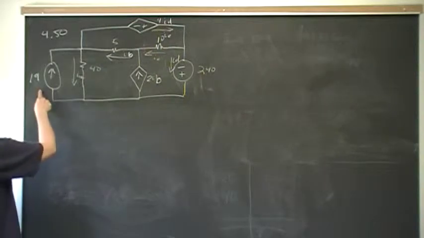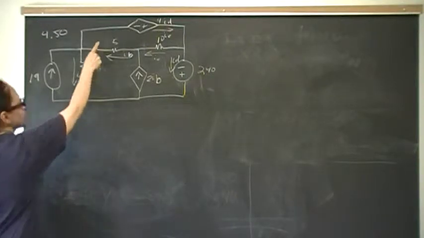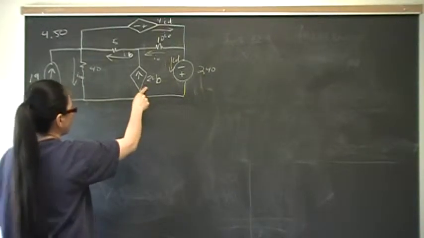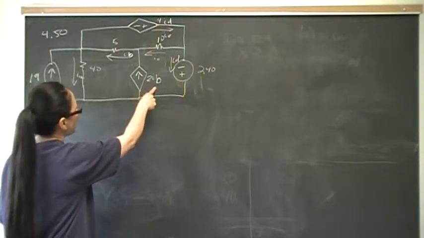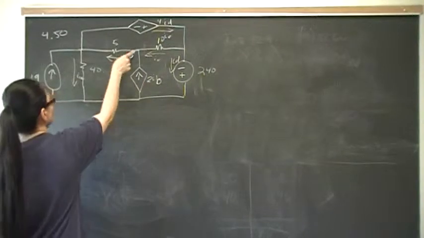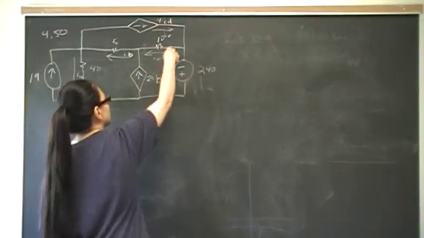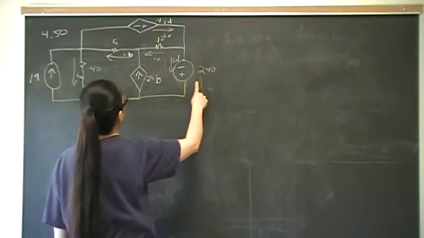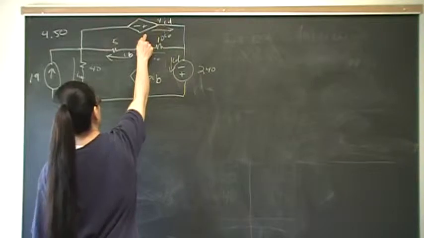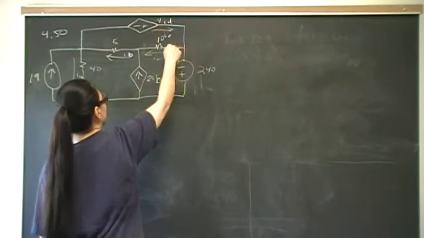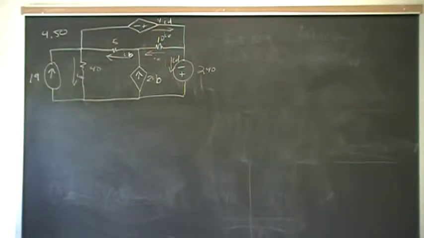We have a 19 amp independent current source here, a 40 ohm resistor, 5 ohms, a current controlled dependent current source of 2 IB. So this current source is controlled by the current that goes through the 5 ohm resistor. So we got a 10 ohm resistor here, a 240 volt independent voltage source, a current controlled dependent voltage source with value 4 ID. So it's controlled by the current that goes through the 240 volt independent voltage source.